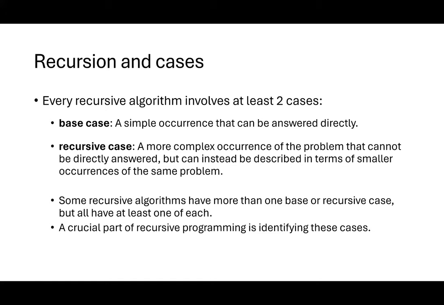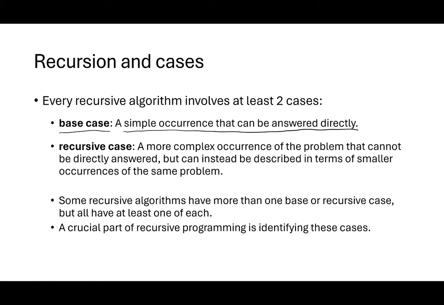Okay, so every recursive algorithm involves at least two cases. One is the base case. A base case means a simple occurrence that can be answered directly, right? Because the last person didn't need to ask someone else. He knows the answer: oh, there is nobody behind me. So this is a simple occurrence that can be answered directly without asking anyone. And the recursive case is the complex occurrence of the problem that cannot be answered directly, right?